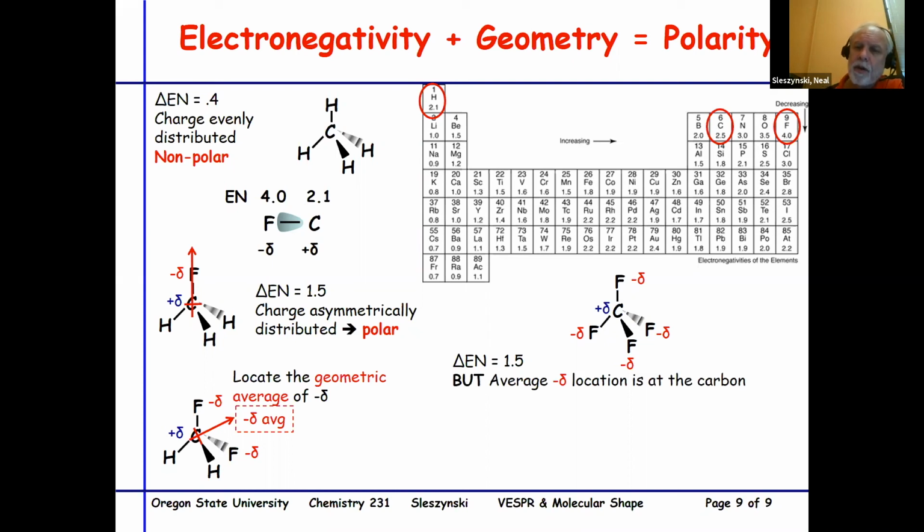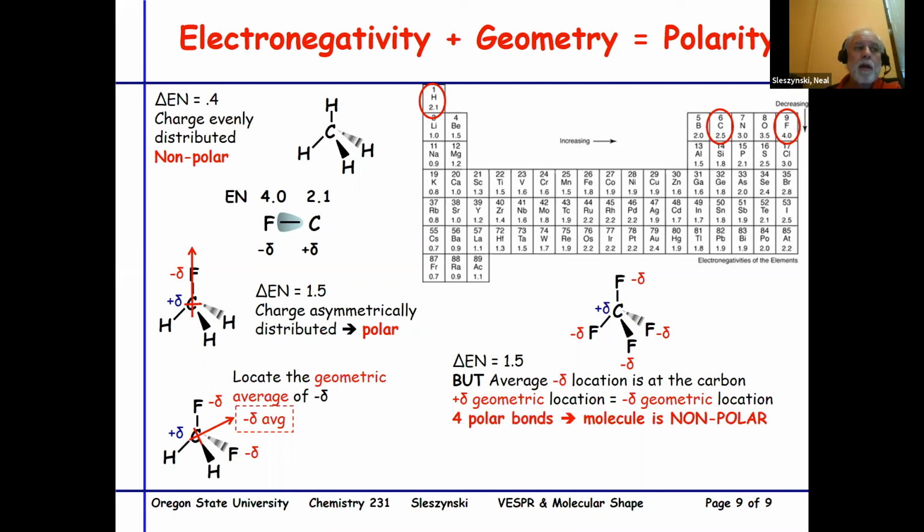But for this particular example, if I take the average geometric location of those four partial negative charges, because the molecule is symmetric, the average location of those negative charges is in exactly the same position on the carbon as the average positive position in the molecule. So although I have four polar bonds, the molecule is nonpolar and has no dipole moment. There is no physical separation in space between where my partial positive charge is and the average position of my partial negative charges.